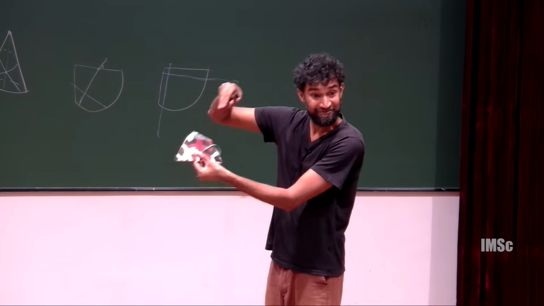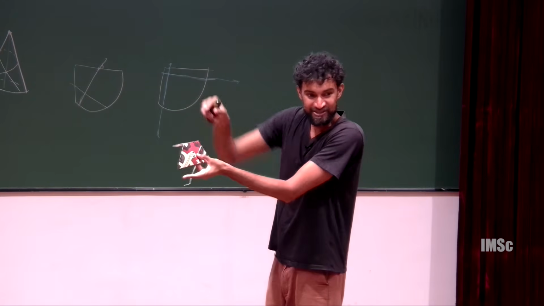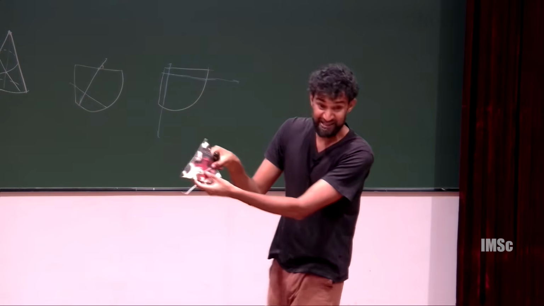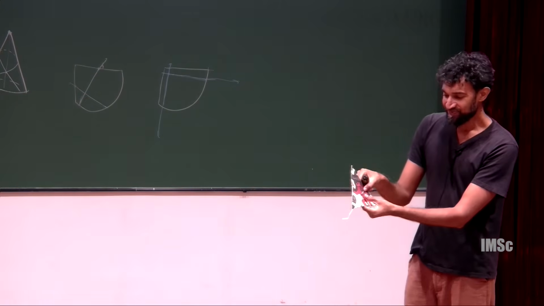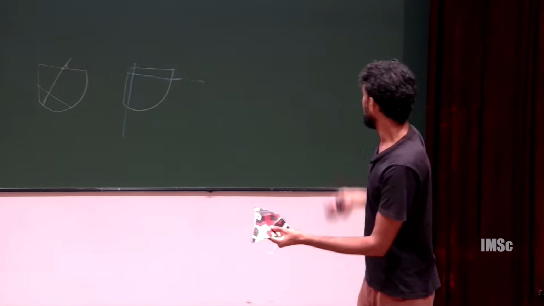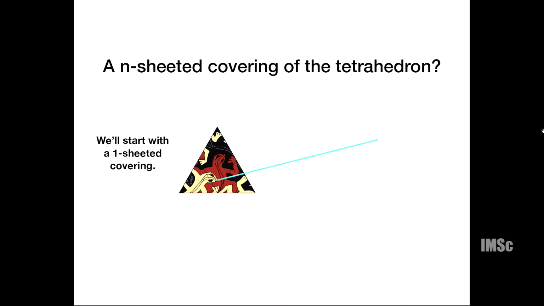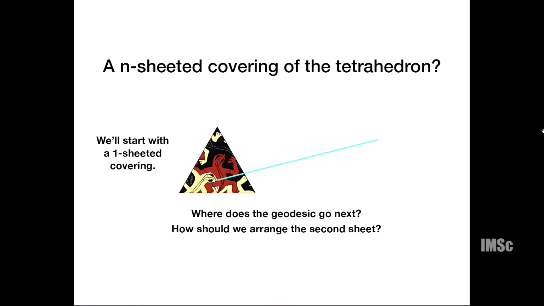It's hard to see in the flat version, right? In the tetrahedron, we can fold it and follow it. But in the flat version, how do we see where it goes next? We need another sheet. So this is a one-sheeted covering, but if we have a geodesic going like this, where does it go next? So we need a second sheet. Luckily, each of you has a partner who has a second sheet. So can you arrange that second sheet in the flat version?